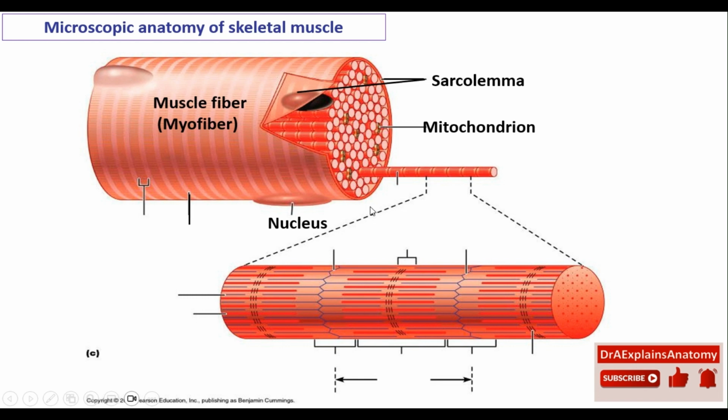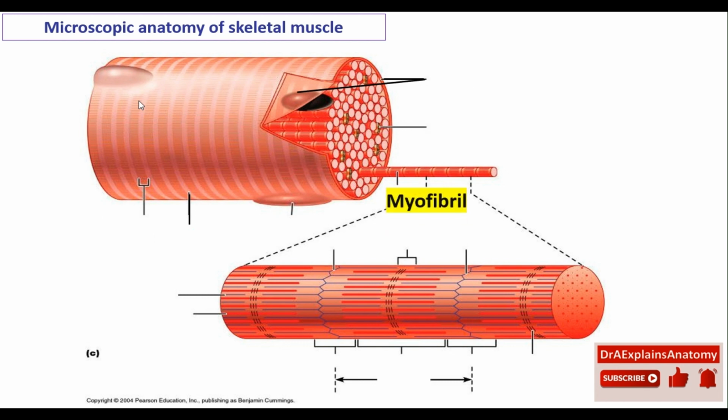Each muscle fiber consists of hundreds of myofibrils. Don't confuse myofibril with muscle fiber or myofiber. The skeletal muscle appears striated under the microscope for a reason, because we have the dark A bands and we have the light I bands. So the dark A band and the light I band give the skeletal muscle its striated appearance.